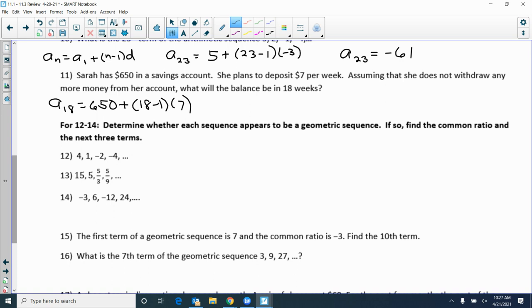Do I have to multiply 650 by 18 minus 1? 650 plus, and then parentheses 18 minus 1 times 7. Oh, 769. You agree? $769. That sounds better.